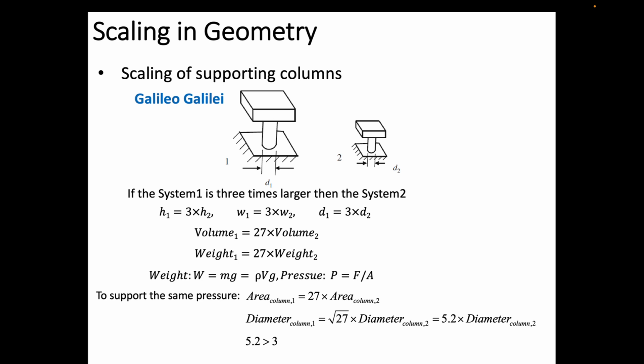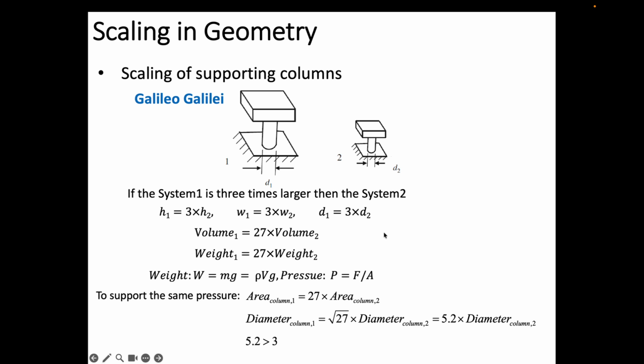The weight is proportional to volume, because weight is mass times gravity, and mass is density times volume. The density is a constant property. So volume is 27 times, and weight is obviously 27 times when we compare system 1 with system 2. So we have a 27 times larger weight compared to system 2.